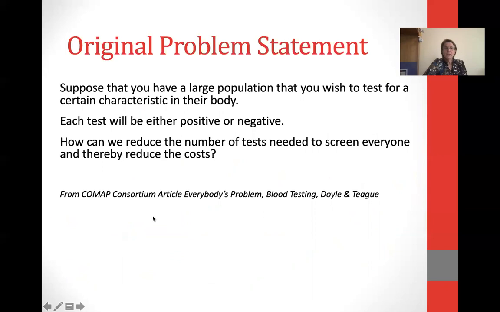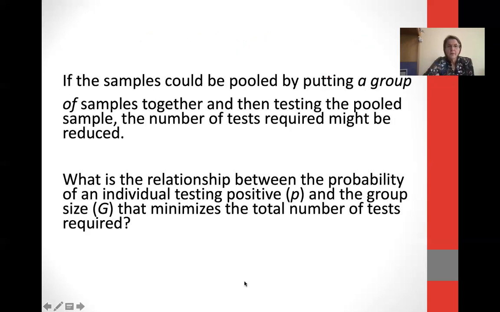This is in a consortium article from COMAP. That's a free download from the COMAP site. Two of my former colleagues, Dot Doyle and Dan Teague, wrote a wonderful article about blood testing, and it contains a lot of the mathematics that we're talking about here. So again, we're going to start defining some variables. What's the relationship between the probability of an individual testing positive and the group size that minimizes the total number of tests?